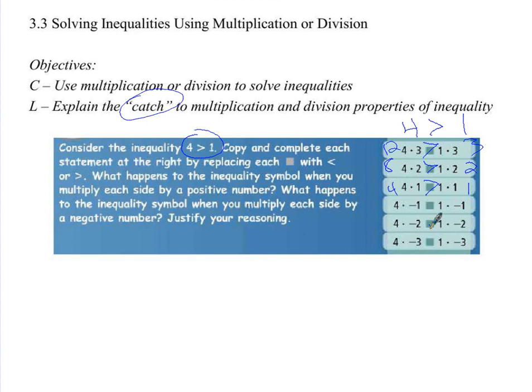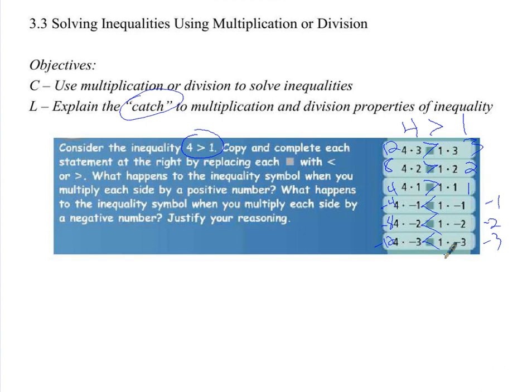4 times -1 is -4. 1 times -1 is -1. The symbol that I need there is less than. -4 is less than -1. 4 times -2 is -8. 1 times -2 is -2. The symbol I need there is less than. And finally, 4 times -3 is -12, and 1 times -3 is -3. The symbol I need there is less than.